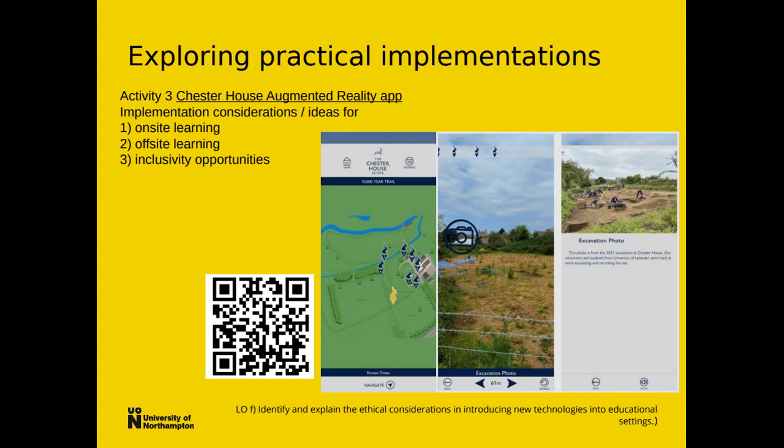So the example we've got in front here, got the map, we've got the location, and then we've got the picture of that location, but from a previous period.